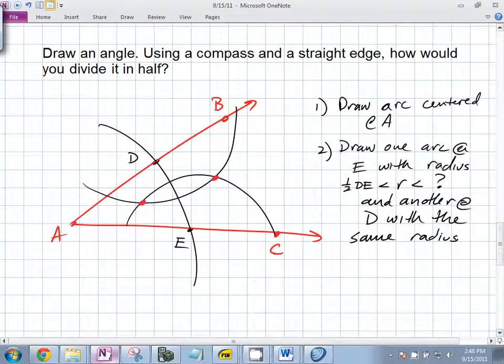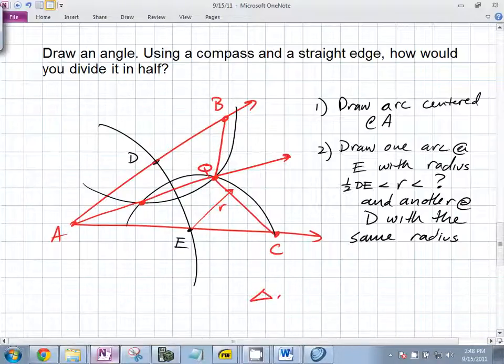You see this radius right here? That radius is greater than half the distance from D to E, and I just drew the two arcs, and you end up with the angle bisector. Why is that the angle bisector? Well, you can prove there's a lot of congruent triangles here. Let's call that point Q. You can prove that triangle AQC is congruent to triangle what? AQB. And if those two triangles are congruent, this angle is congruent to that angle. So it has to be the angle bisector.